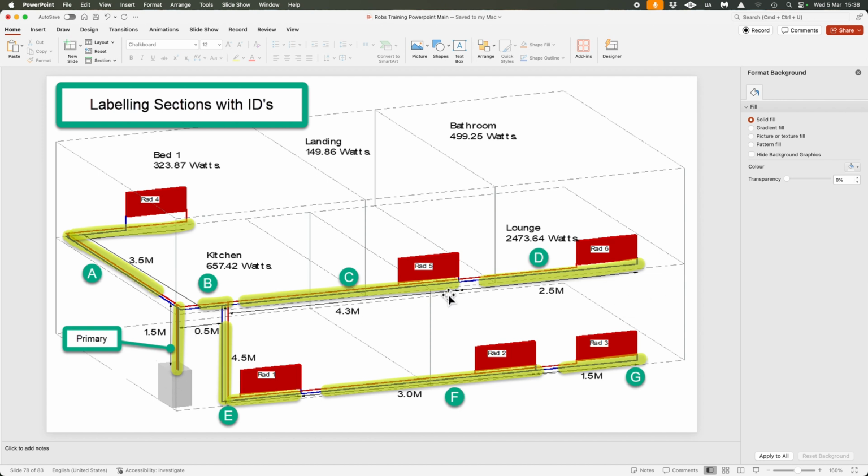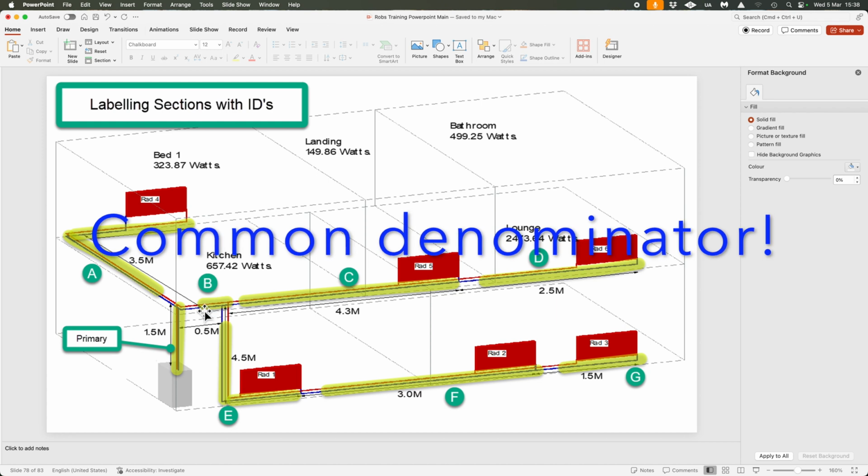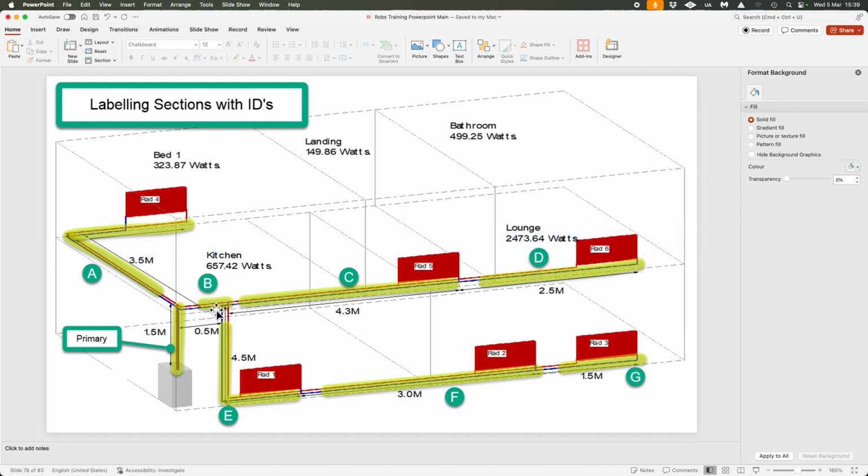So for circuit 2, we've got 1, 2, 3, 4 sections that we've got to calculate. And for circuit 3, we've got 1, 2, 3, 4, 5 sections that we've got to calculate out. And the only reason that we have to do this 3 times is because this is a section that is common to all 3 circuits. This section here, section B, is just common to circuits 2 and 3, as you can see there. But nothing else is common to anything else.